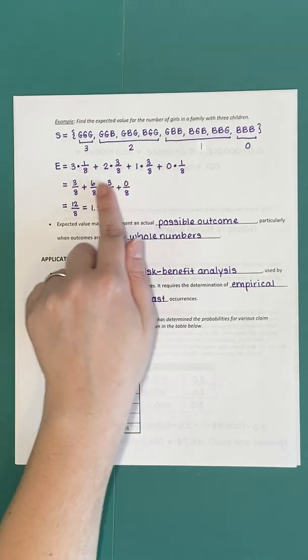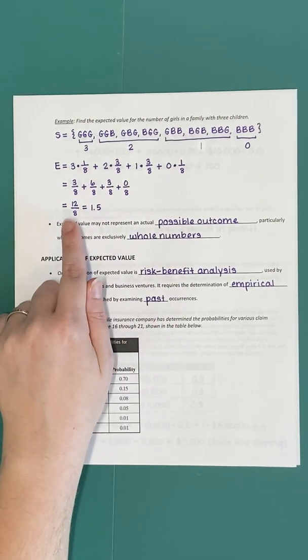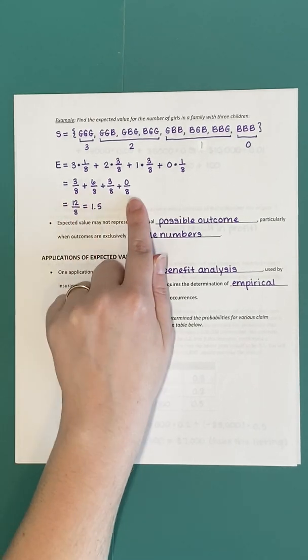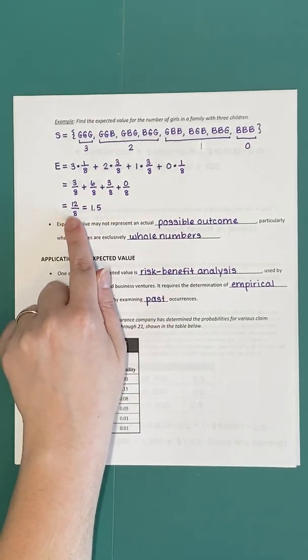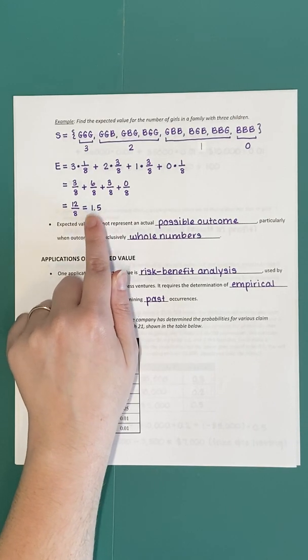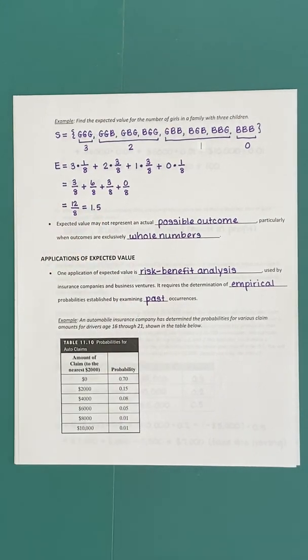We add up our numerators. So 3 plus 6 plus 3 plus 0 is going to be 12. And then we have that common denominator of 8. So 12 out of 8 is going to be 1.5. Now, can we have 1.5 girls in a family? No. Each child is either a boy or a girl.